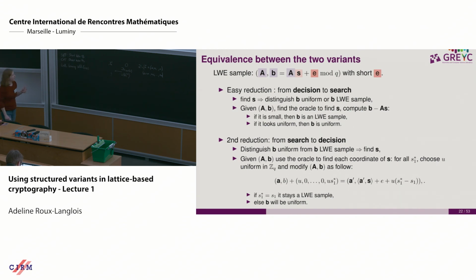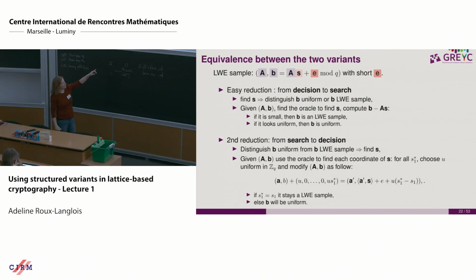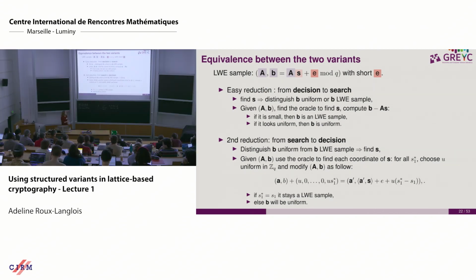So if S star 1 equals S1, if you have the correct guess, this term will be 0. So it will be only A prime S plus E. It's a valid LWE sample. The oracle will be able to tell you it's an LWE sample. Otherwise, it is not valid. If S1 star is different from S1, you will add something uniform to your sample, so your second term will be uniform. So if the second term is uniform, B is uniform, the oracle tells you it's uniform.